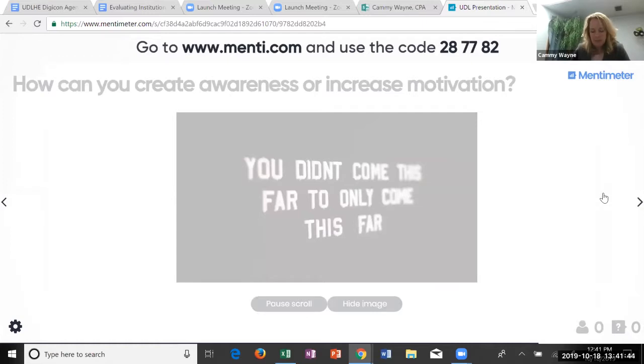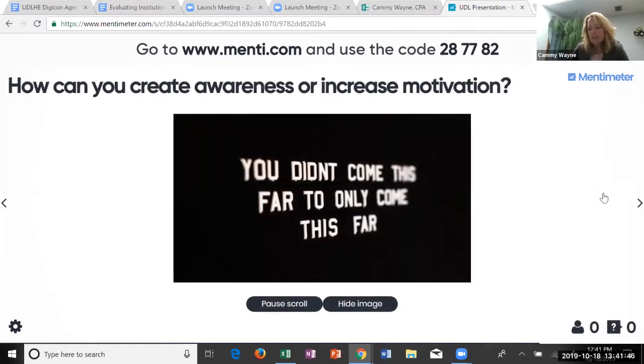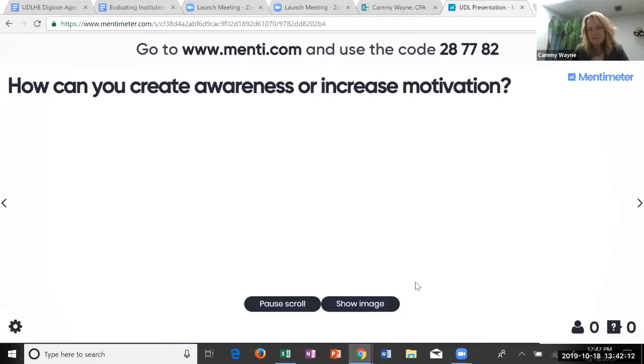The problem that we typically have is that we start off really strong with UDL implementation. We get a few people really excited, and then it kind of fades out. We get stuck, and it's hard to move forward. So what are some other ideas that you can come up with to help other people stay motivated or keep the momentum of UDL? You can enter that now. That would be great.